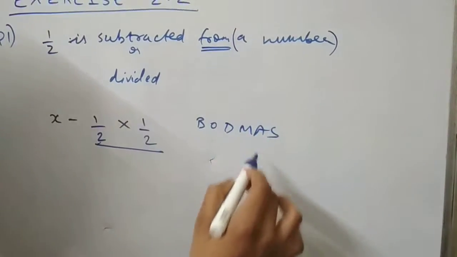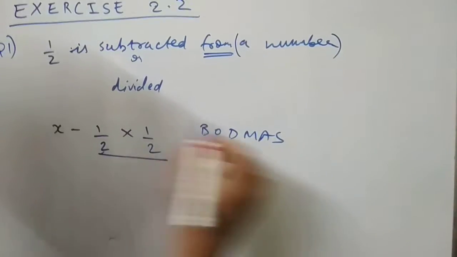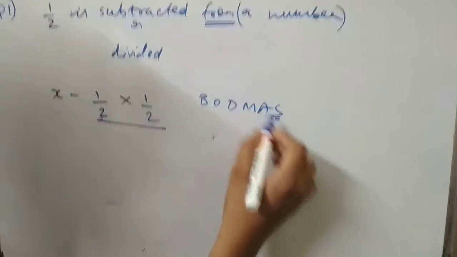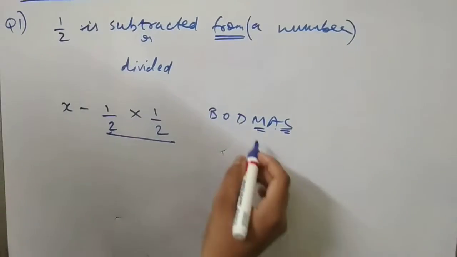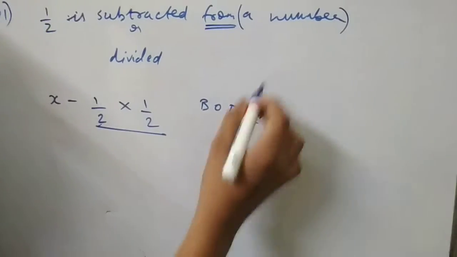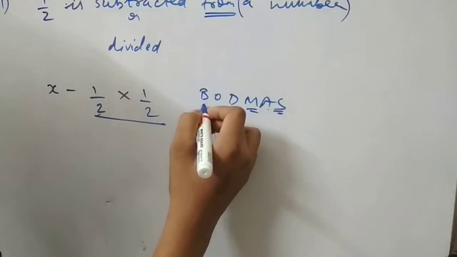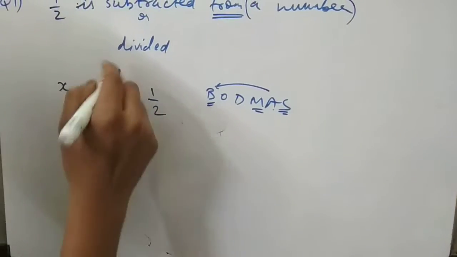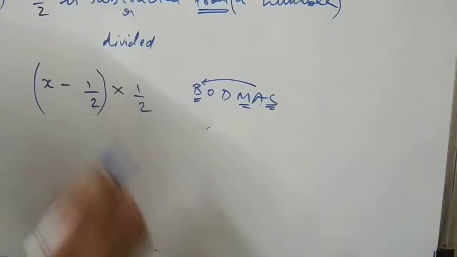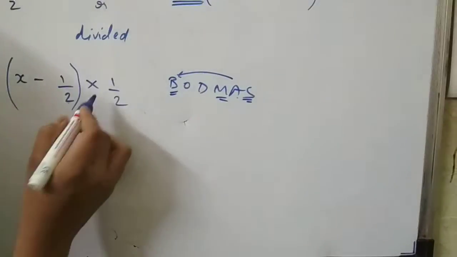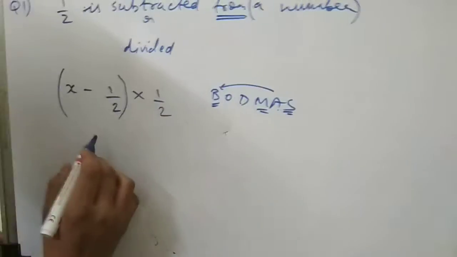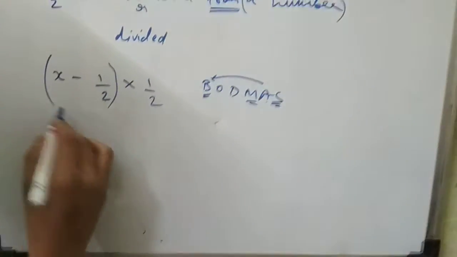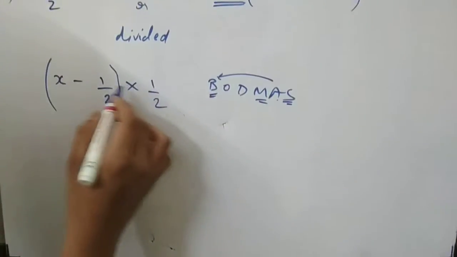Using BODMAS, you can see you have to do subtraction and multiplication also. So which comes first? Multiplication, but you want subtraction first. So you will take the advantage of B. B means brackets, so you will put brackets here. Now your equation is correct. Which will you prefer first, multiplication or brackets? Brackets. Whatever is in the brackets will be preferred first: (x minus 1 by 2) into 1 by 2.